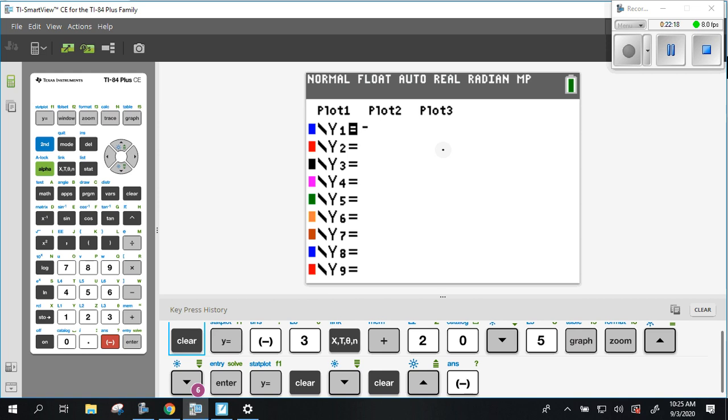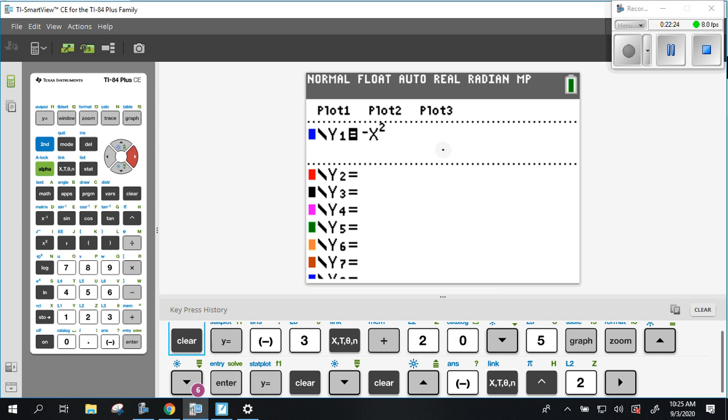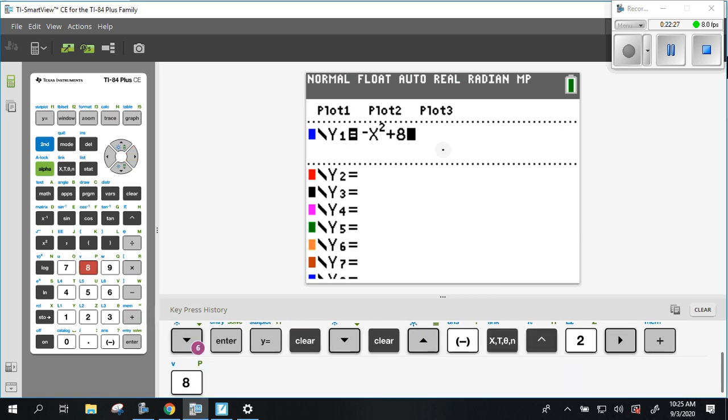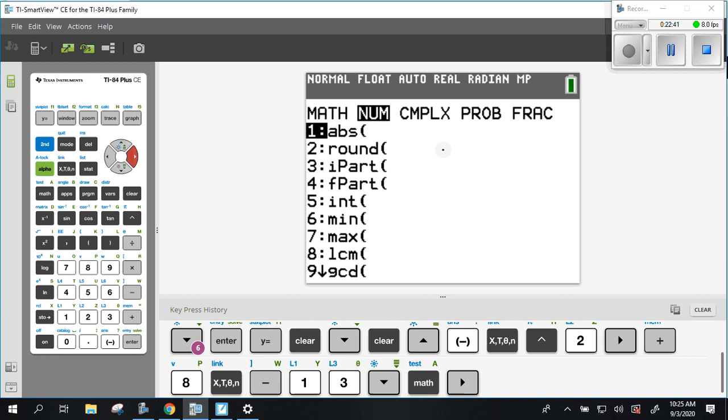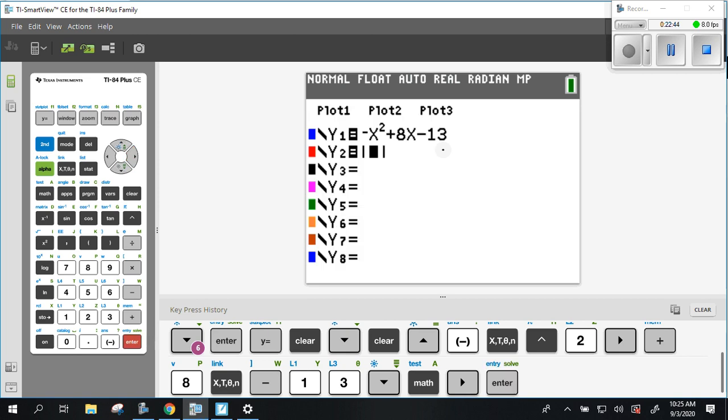So negative x squared plus 8x minus 13. And then we need the absolute value. In order to get absolute value on this calculator, I'm going to have to hit math. We're going to go to number, and there it is, ABS. So we'll have absolute value. If you have the updated operating system, on a brand new calculator, it'll give you the absolute value. It doesn't say ABS. It looks a lot better. So minus 4. And let's go ahead and hit graph.